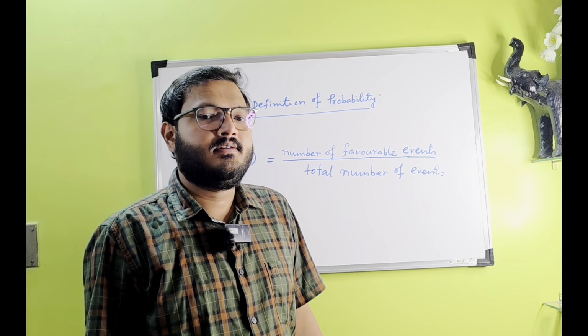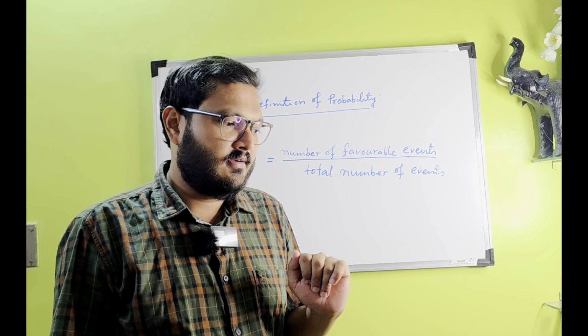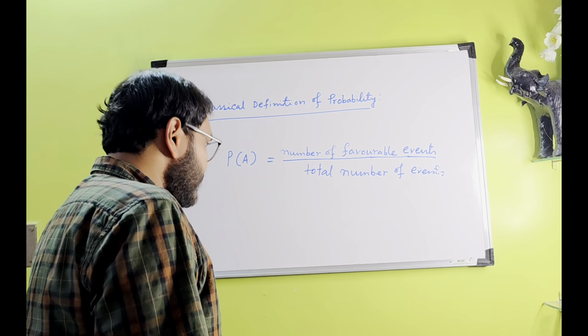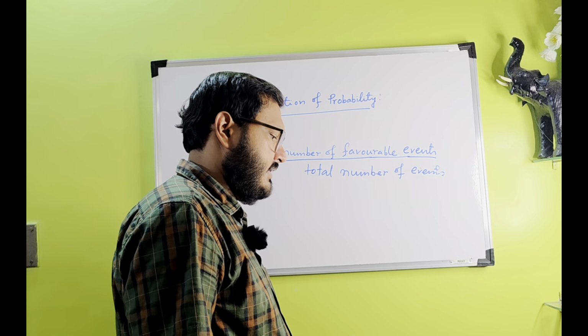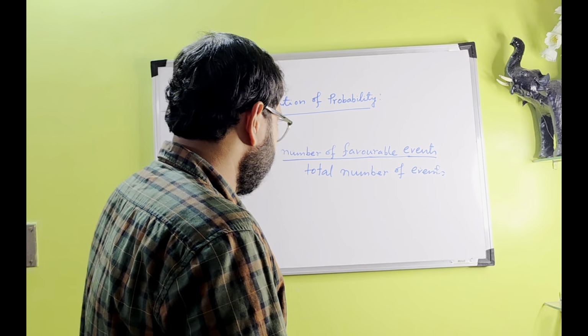We finished our last video here, the classical definition of probability. Probability of A, the probability of any event, is equal to the number of favorable events divided by the total number of events. Today we'll discuss all these things elaborately. So let's start.